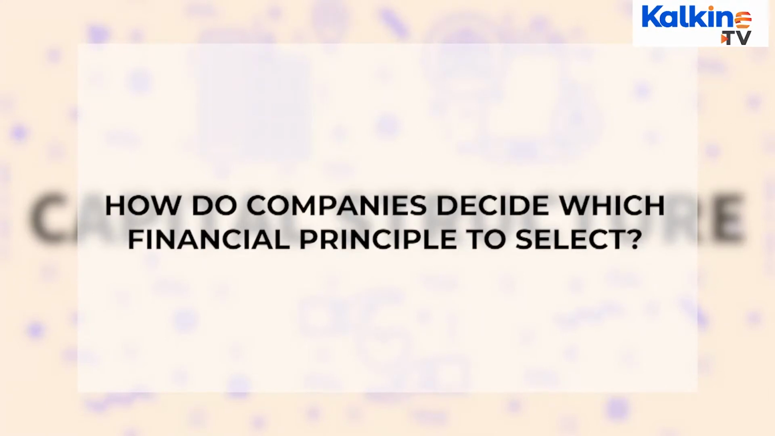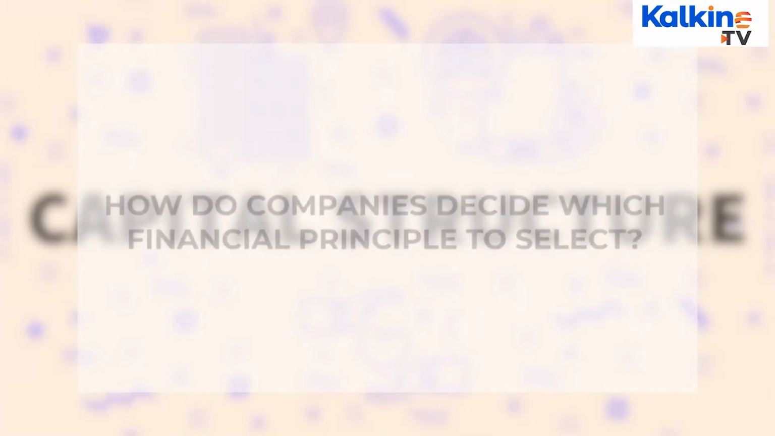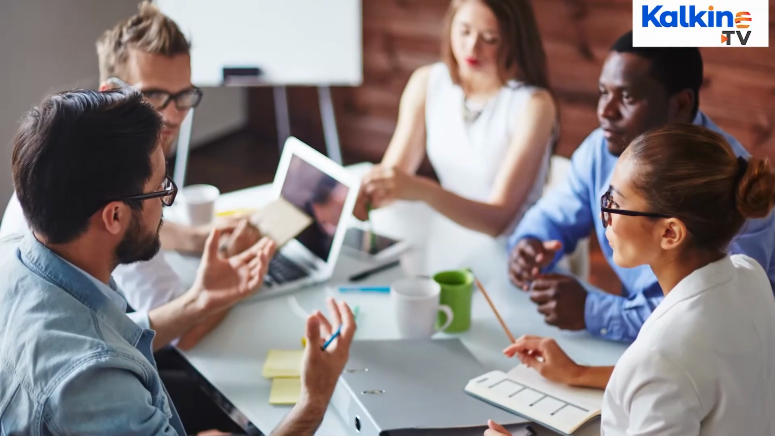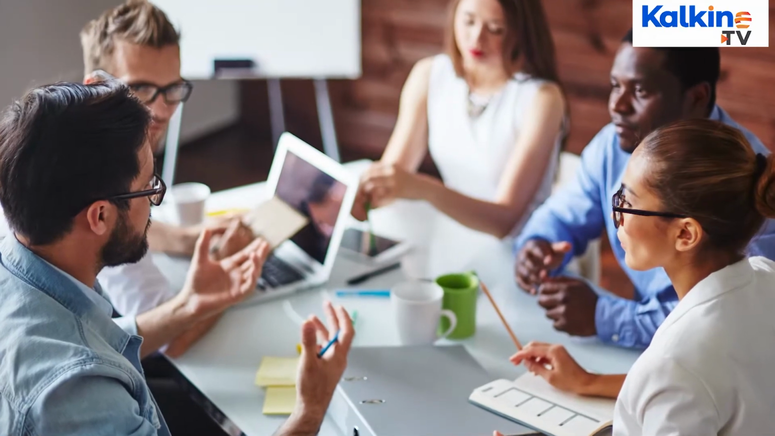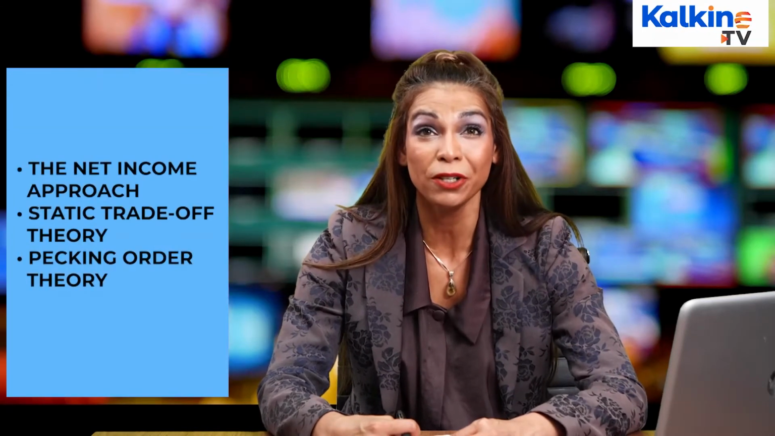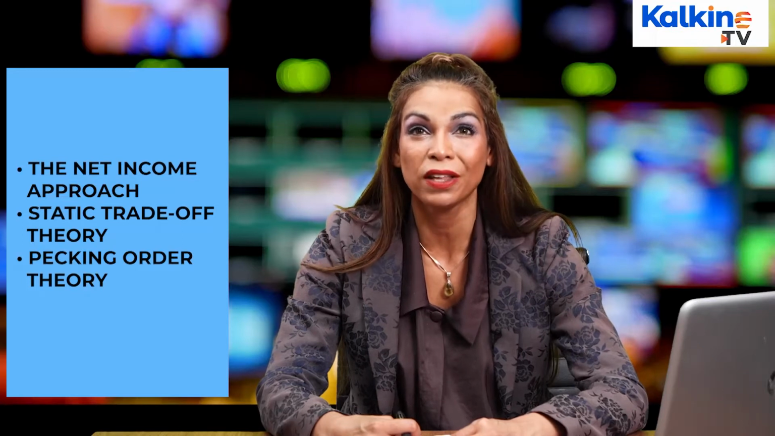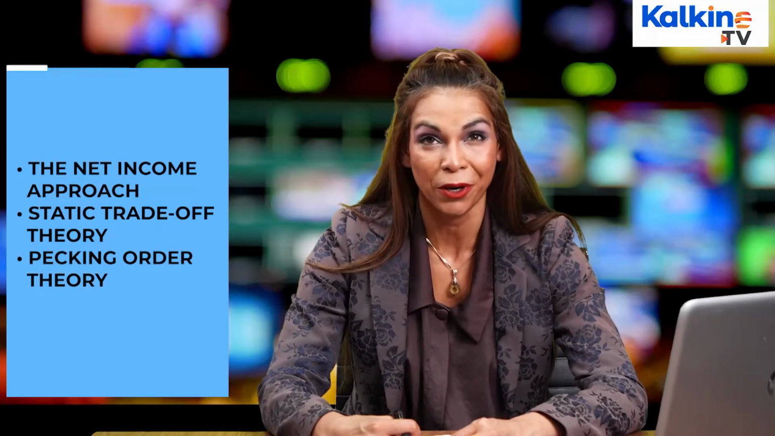So how do companies decide which financial principle to select? As companies grow with time, they keep track of how to fund their products and operations as well as projects, pay their employees and keep the business going. For this, companies look for the best mix of equities sold to investors and bonds sold to creditors. Generally, companies look at 3 approaches to decide their capital structure, and these include the net income approach, static trade-off theory and pecking order theory. Let's understand these approaches.